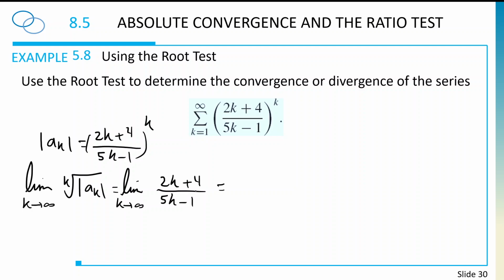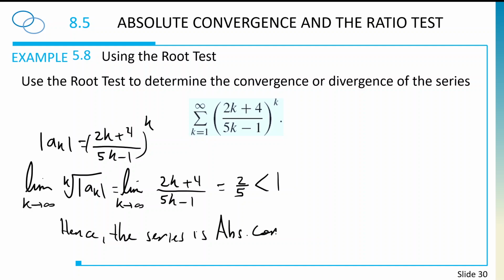Now this limit clearly will be equal to what? 2 over 5. And this is less than 1. So we can easily say that hence the series is absolutely convergent. Okay, and by this we're done with the last test for this chapter.